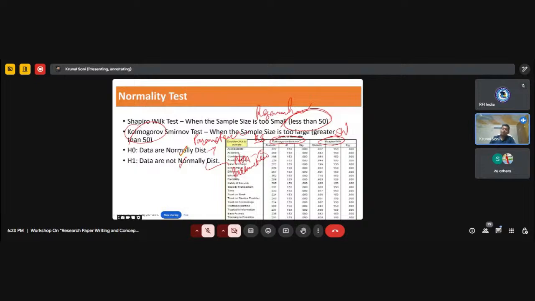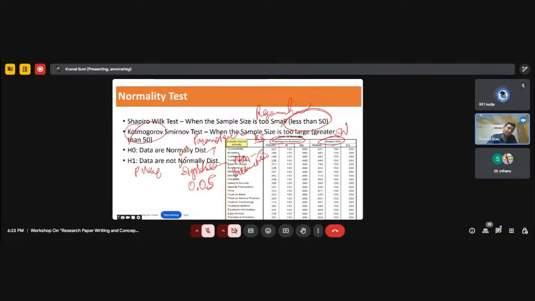So the rule for acceptance and rejection of null hypothesis is there is a p-value and there is a significance value. Significance value means chances of error. I hope you are aware about 0.05. Yes, sir. Right. And p-value means the probability value which we are getting out of the results.